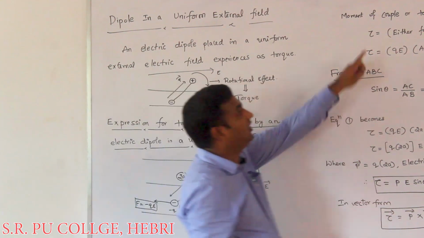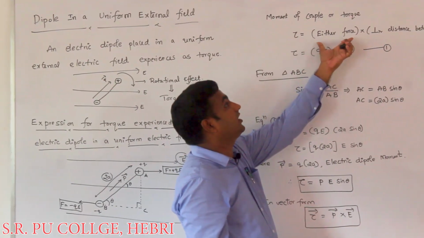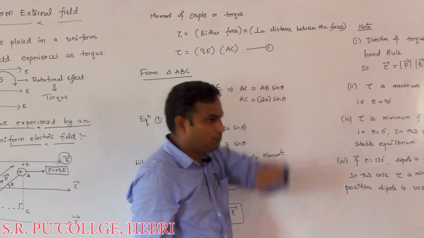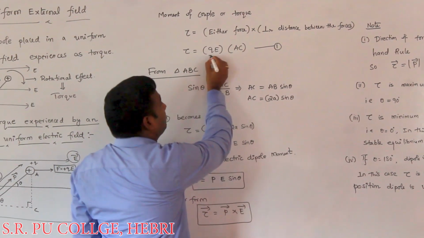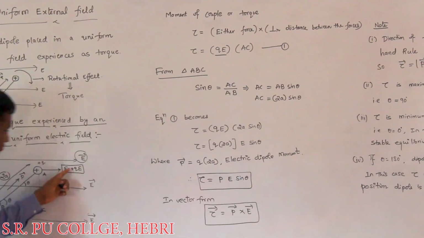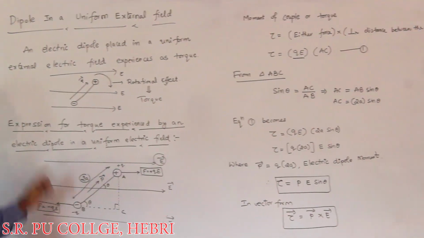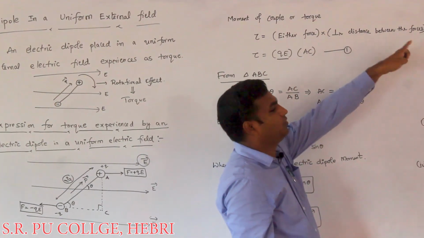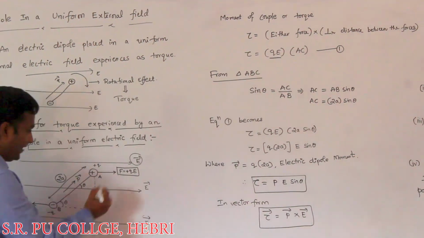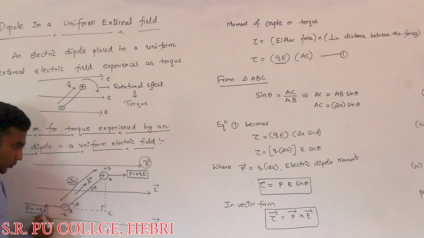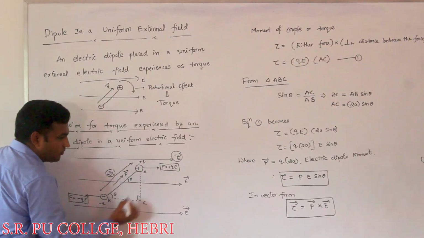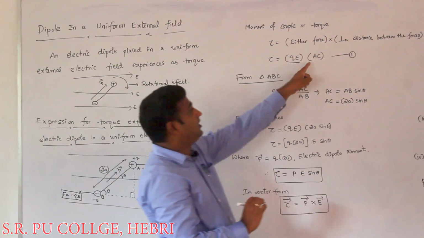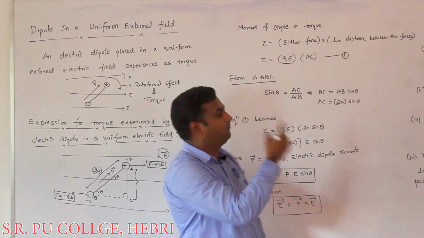From the definition of electric torque, torque is equal to either force into the perpendicular distance between the forces. Either force is nothing but Q into E. Both forces are equal but opposite in direction. The second term is the perpendicular distance between the forces. Perpendicular distance between these two forces is denoted as AC. That's why AC is the perpendicular distance between the forces.